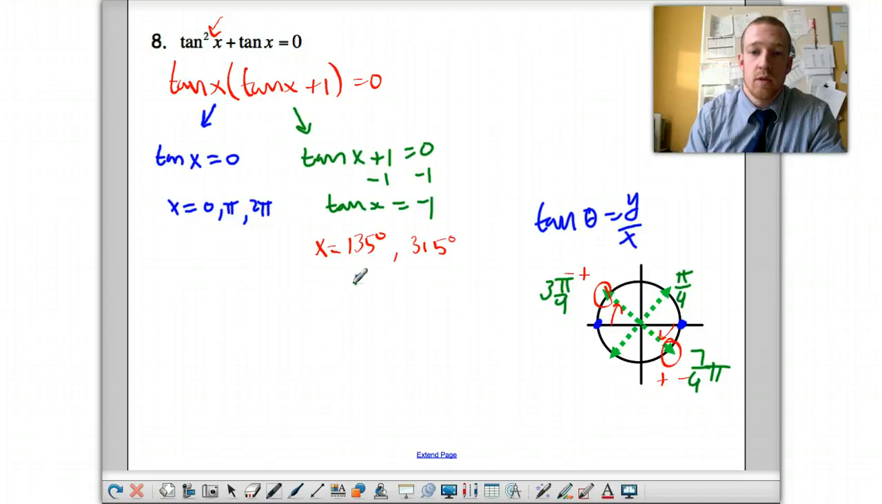So then that's 3/4 pi and 7 pi over 4. So either of these would be sufficient.